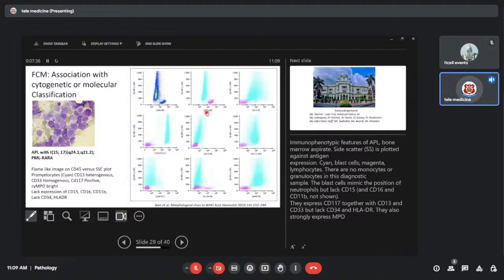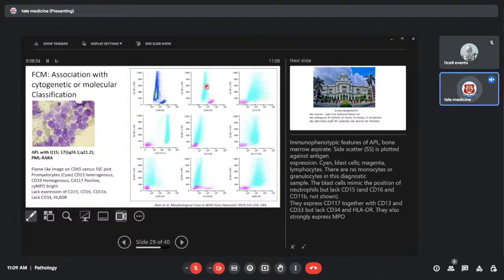So this is my last slide. This is just to show you again a case of APML. We were suspicious for APML, and then if you don't have the facility for urgent reporting for FISH or transcription 1517, you can run a flow, and that will be almost equivalent only. So here you can see these plots are not from my lab. These have been taken from a paper.